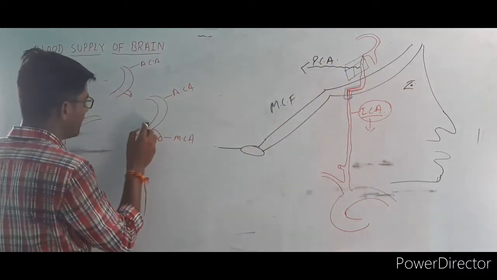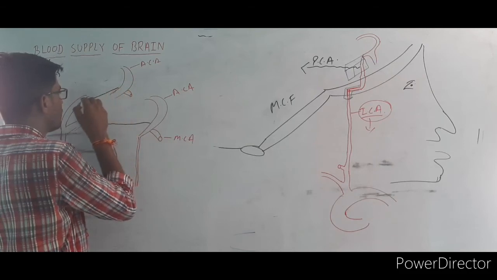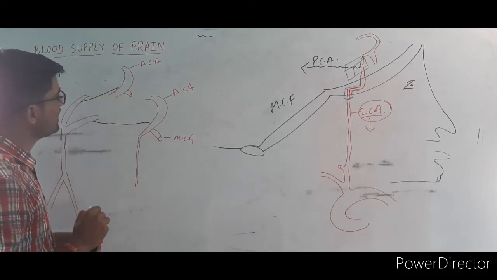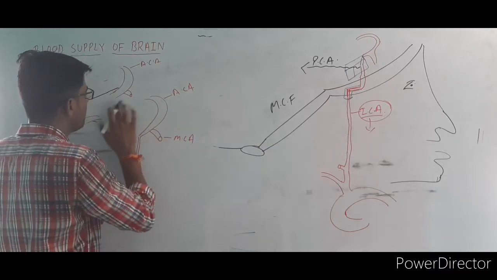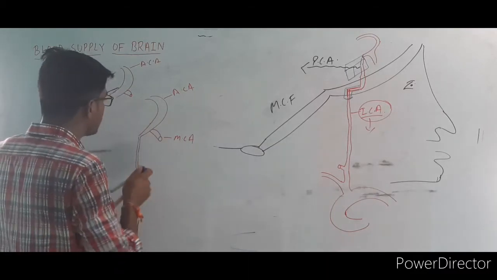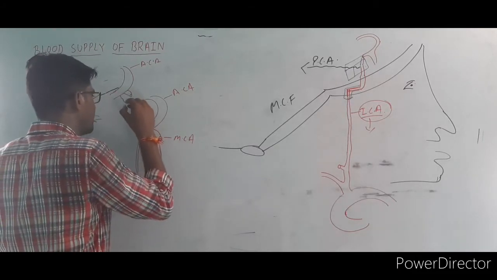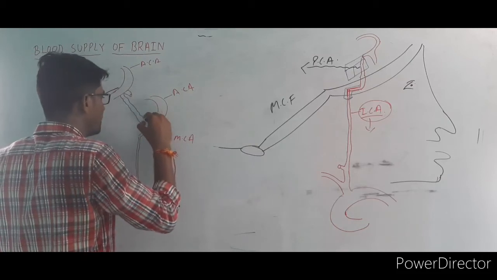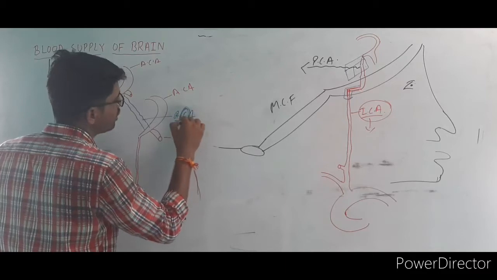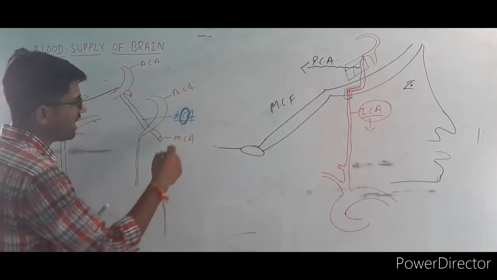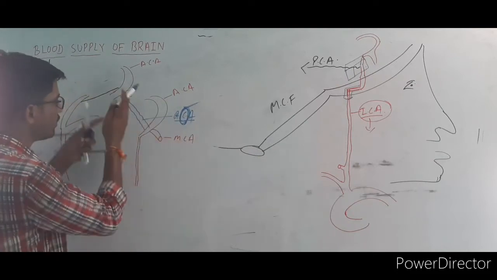From here, one posterior communicating artery will come and communicate with this, and from here also it will communicate with this. Can you understand? Before that, I would like to mention that between these two arteries there is one communication, and that communication is the anterior communicating artery, not cerebral. I'm writing everything in short form. So this is the communicating artery between these arteries.